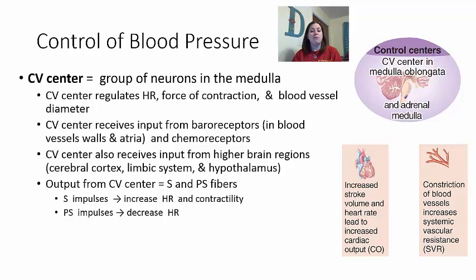Now, the output from this cardiovascular center can be through the sympathetic nervous system or the parasympathetic nervous system, depending on which side we're looking at. The sympathetic impulses are going to increase heart rate and contractility, which will ultimately increase blood pressure. The parasympathetic impulses, on the other hand, are going to decrease heart rate, which will then decrease blood pressure.